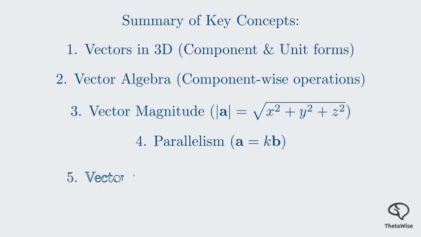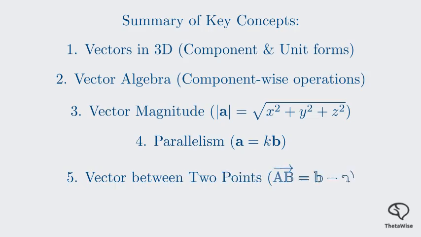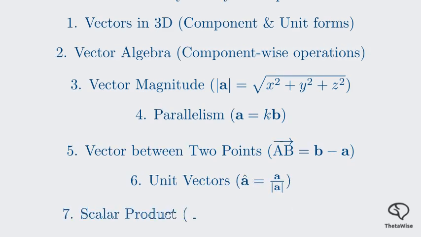Fifth, you learn to find the displacement vector between 2 points, a fundamental skill for describing motion. Sixth, you can define and calculate unit vectors, which represent direction only. Seventh, you know how to perform the scalar or dot product, which results in a scalar.